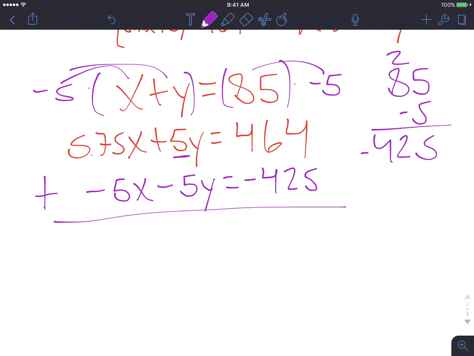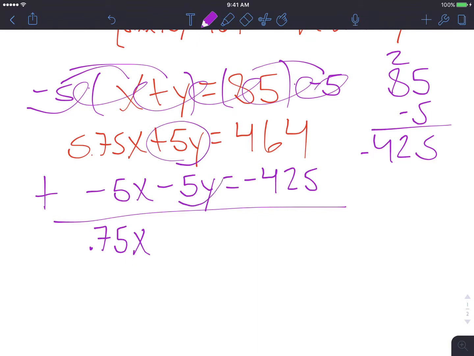Now let's go ahead and just add downwards. 5.75 take away 5. If that's a tough number, think of it in terms of money. $5.75. Take away $5. How much do you have left? 75 cents. 0.75x. And here we go. Positive 5y take away 5y is 0.